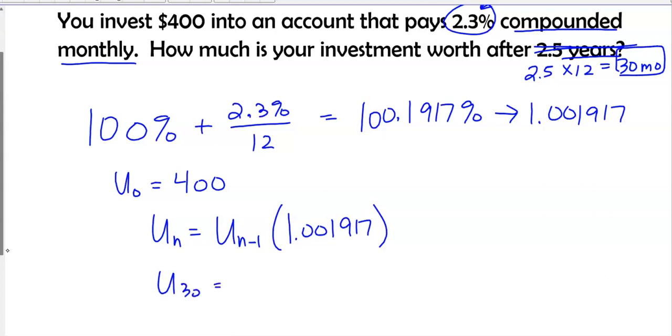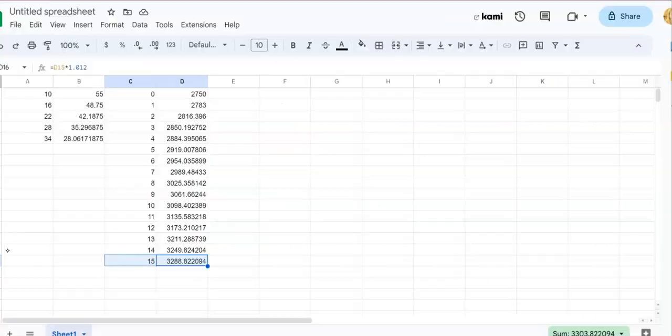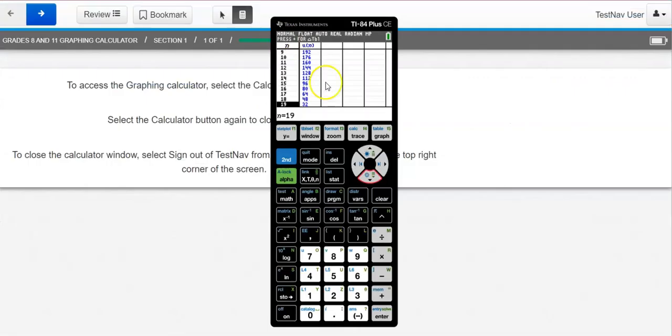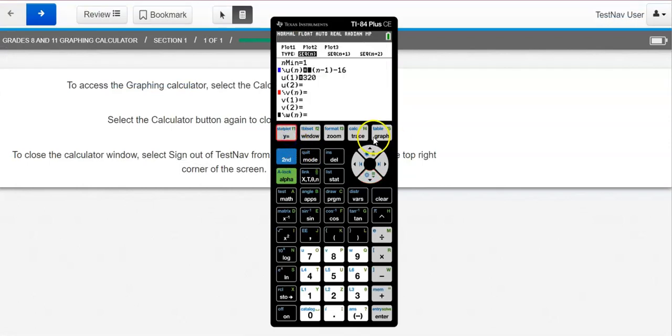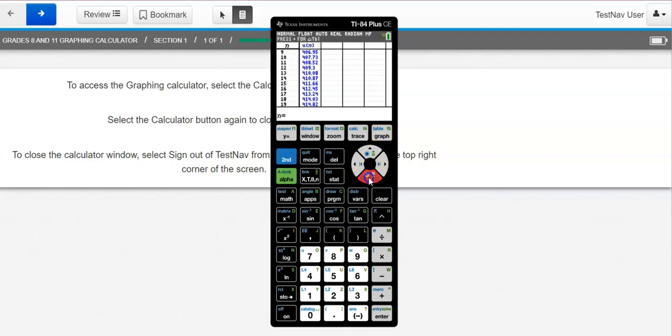So I'll go back to the graphing calculator on this one. I'm going to go back to y equals. This time I want to change the n minimum to 0. That will make sure that we're actually looking for the 30th month. Otherwise we'll get confused. I'm going to leave all that in there, but this time I'm multiplying it by 1.001917. Close that up. Starting value is 400. Make sure you hit enter after that, otherwise it won't like it. Hit second table, and we need to scroll down to the 30th.